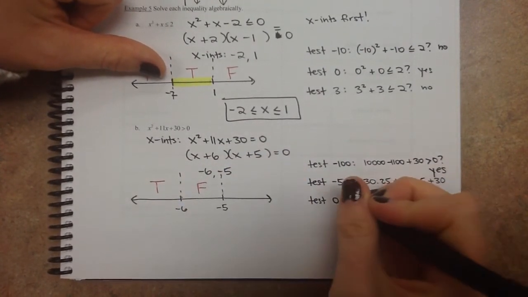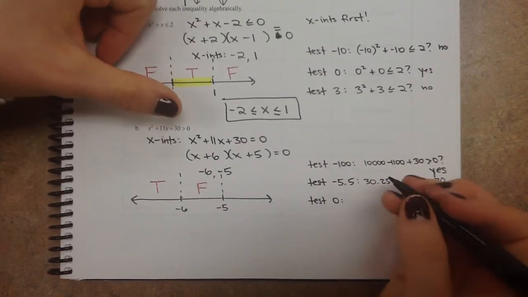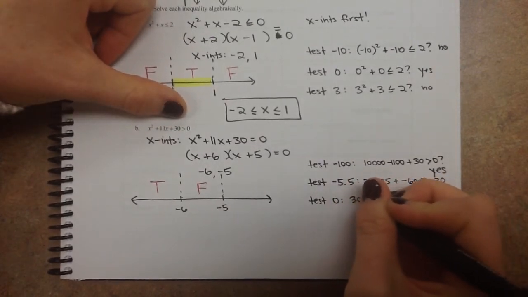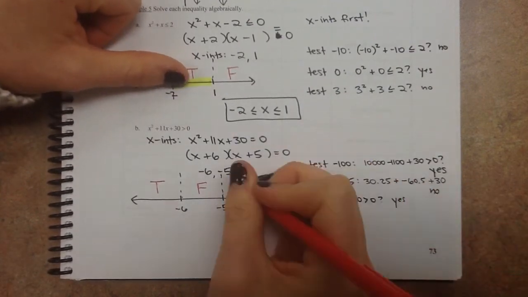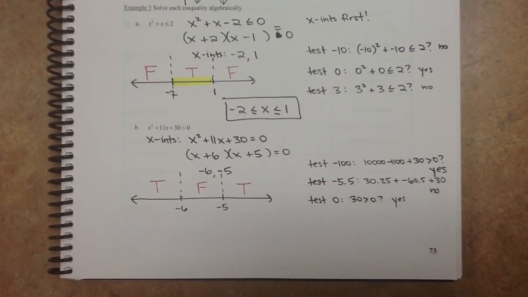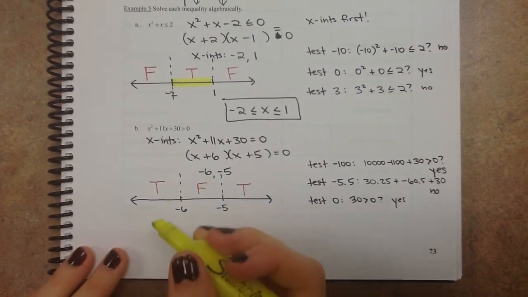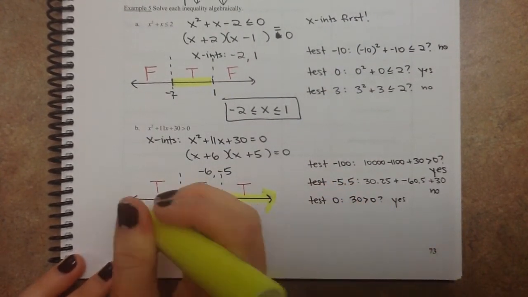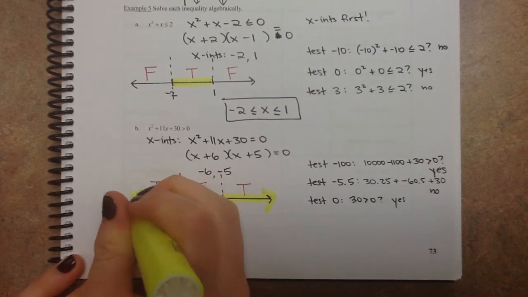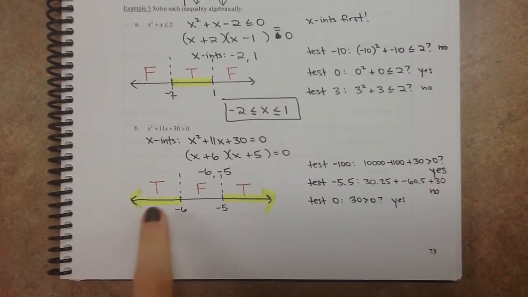And then finally I can plug in 0. 0 plus 30 is 30 greater than 0, and of course, yes, it is. So this would give me a true statement over here. All right, so I want the true statements. So I want everything over here, and I want everything over here. Okay, so this is going to be a disjointed set.